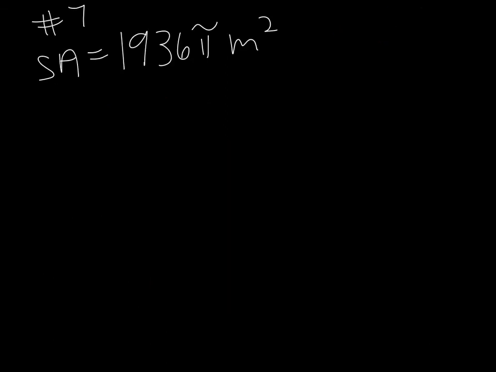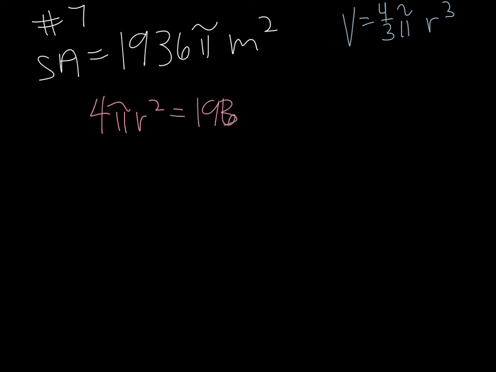And last but not least, find the volume if I give you the surface area. So again, the volume is 4/3 pi radius cubed. Surface area is 4 pi radius squared. That's going to be equal to this number. Whoops, that's a 3.